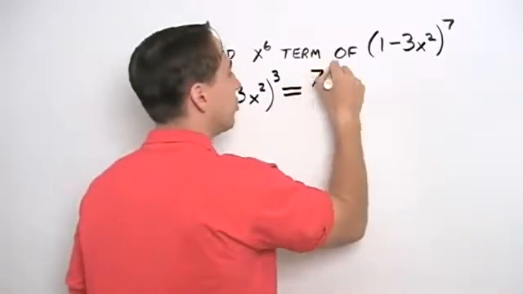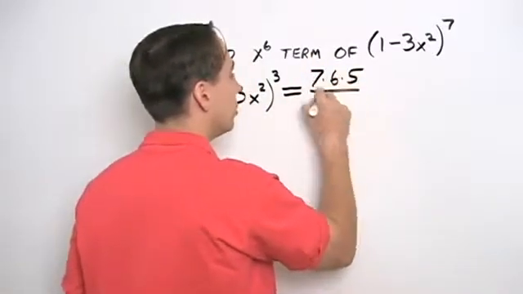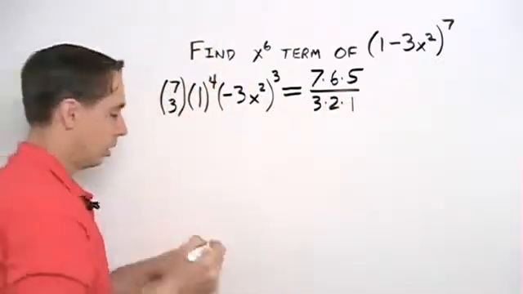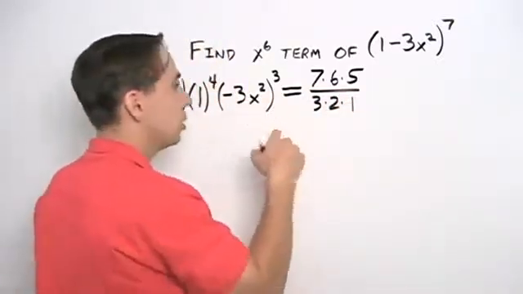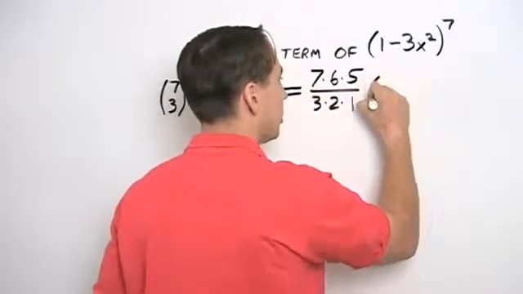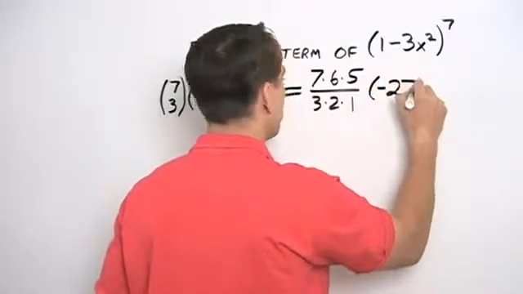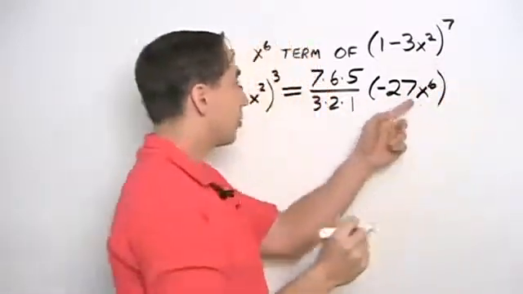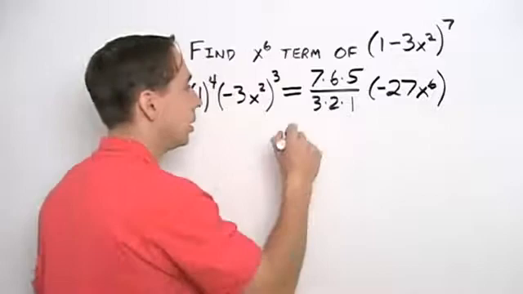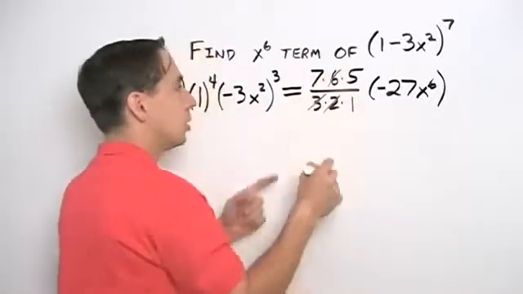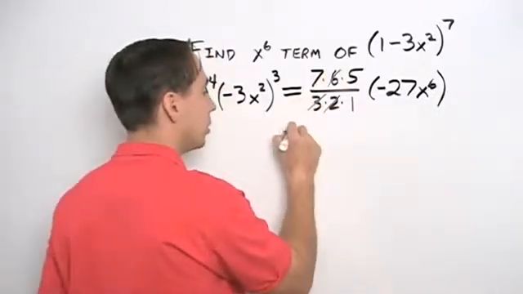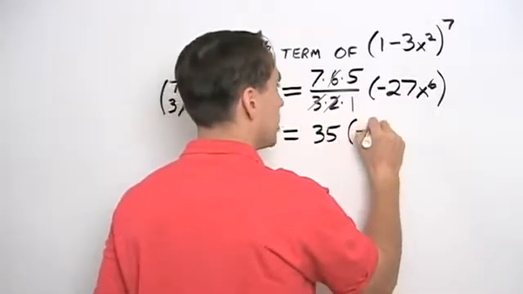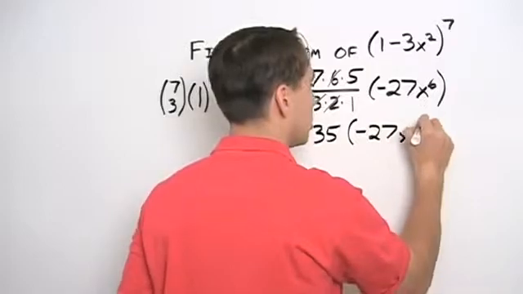Let's go ahead and multiply this out. 7 times 6 times 5 over 3 times 2 times 1. That's 7 choose 3, 1 to the 4th. That's just 1. Minus 3x squared cubed. And again, we remember that minus sign. And we get minus 27. x squared cubed is x to the 6th. And sure enough, we have that x to the 6th that we want. And then simplifying this, 6 cancels with the 3 and the 2. And we have 35 times negative 27 x to the 6th.